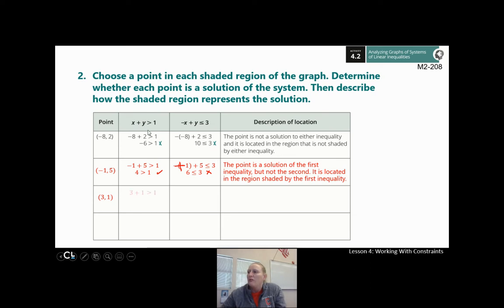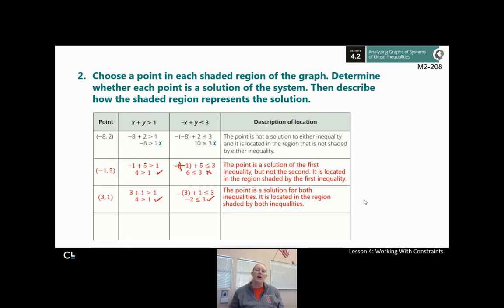Plug in a 3 for x and a 1 for y. Well, 3 plus 1 is 4. That is greater than 1. Yay! So it works for our first inequality. For our second inequality, that's a negative x, so that'll be a negative 3 plus 1 for my y. Negative 3 plus 1 is a negative 2. And negative 2 is less than or equal to 3. So check it out. It worked for both inequalities. This point is a solution for both inequalities. It's located in the region shaded by both of them. So we knew it was in the region shaded by both, so it makes sense that it is a solution for both inequalities. We should not be surprised by this at all.